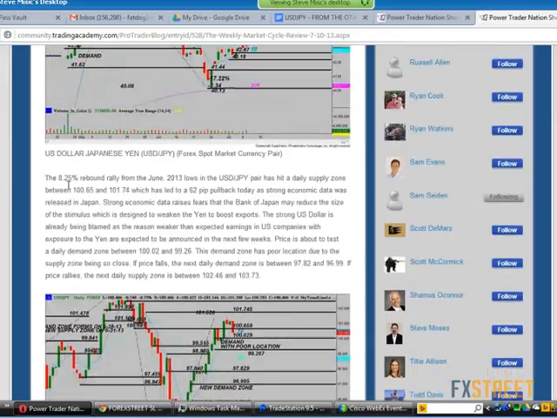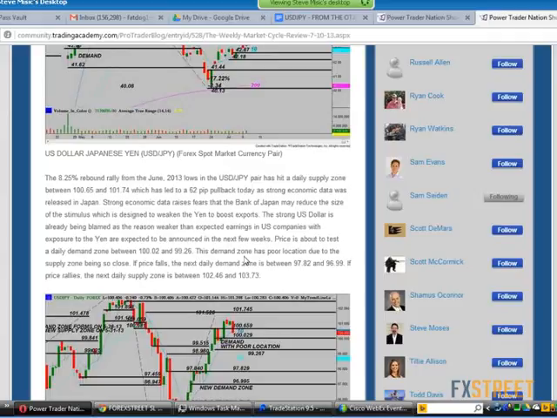And it said that the 8.25% rebound from the June 2013 low in the pair has hit a daily supply zone between 101.65 and 101.74, which led to a 62 pip pullback today as strong economic data was released in Japan. Strong economic data raises fears that the Bank of Japan may reduce the size of stimulus, which is designed to weaken the yen to boost exports. The strong U.S. dollar is already being blamed as a reason for weaker than expected earnings in the U.S. with U.S. companies that had exposure to the yen.